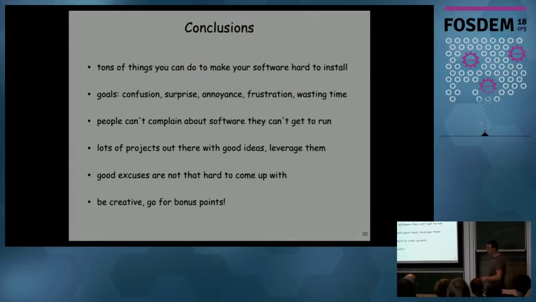Conclusions, wrapping up. There's tons of things you can do to make your software hard to install, right? You try to confuse people, surprise people, annoy people, frustrate them, waste their time, and hopefully they will give up before ever getting to using your software, and then they can't complain. If they can't get it to run, they can't complain, they can't ask for more features because they don't know what it already supports, and so on. Lots of projects out there with good ideas, lots of examples, try to leverage them. Good excuses are not that hard to come up with. I've given you plenty, you can come up with others as well. And be creative, right? Just don't stick to what I showed you, build on that. Thanks a lot, that was my talk.